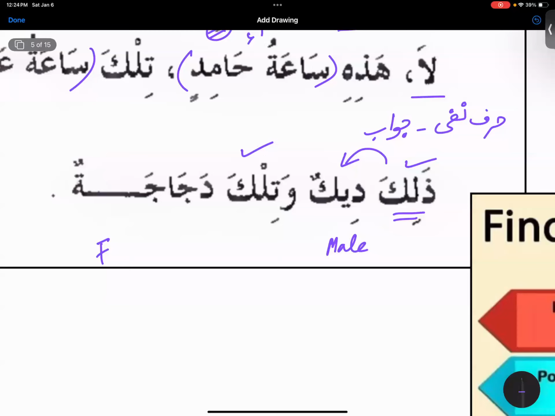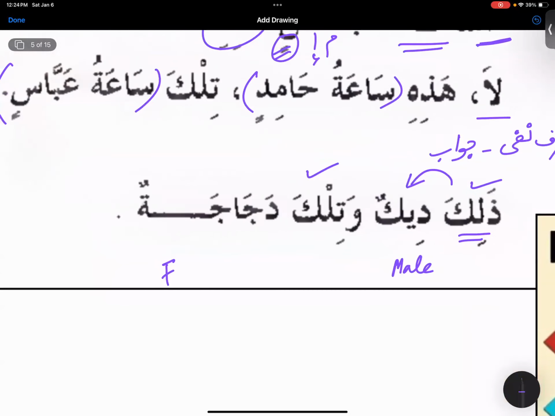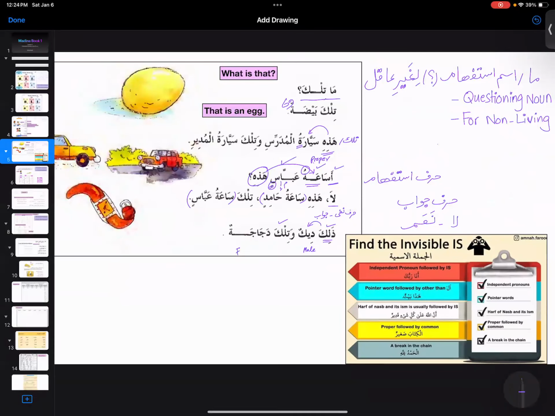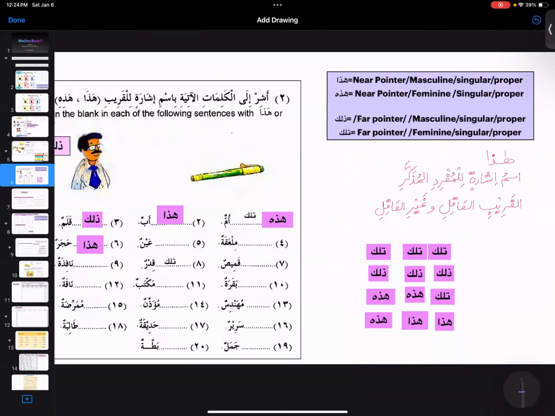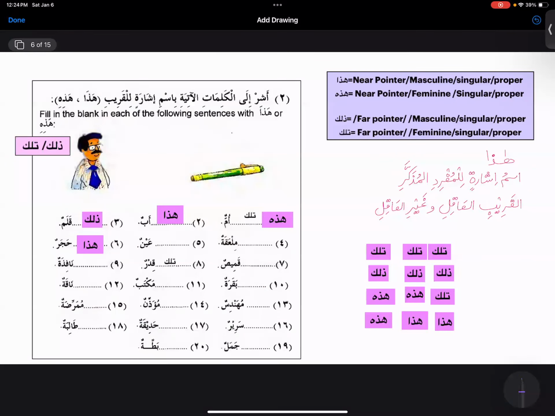Okay? So this is basically what we are learning over here. Okay, I think we are good with this. Now moving on. Let's do some practice quickly because time is running. I'm gonna do just a few of them and the rest, inshallah, you guys can do it.